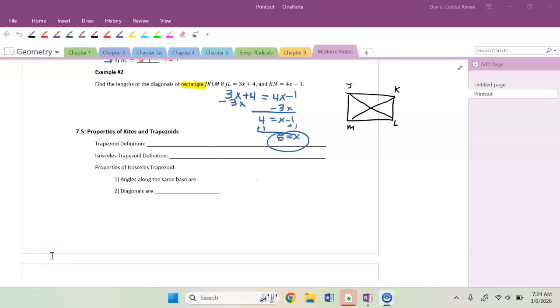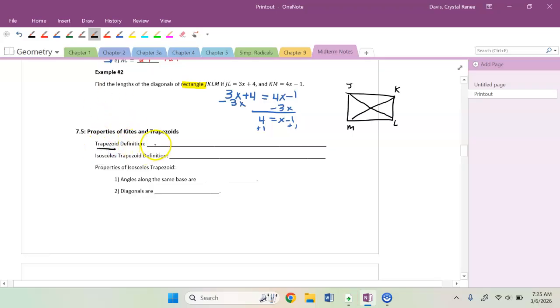All right, guys, so this is the third and final video of the notes for the Chapter 7 midterm. I'm going to remove this so I can write here. Okay, and we're going to talk about properties of trapezoids and kites, which is section 7.5. So we're going to do trapezoids first.